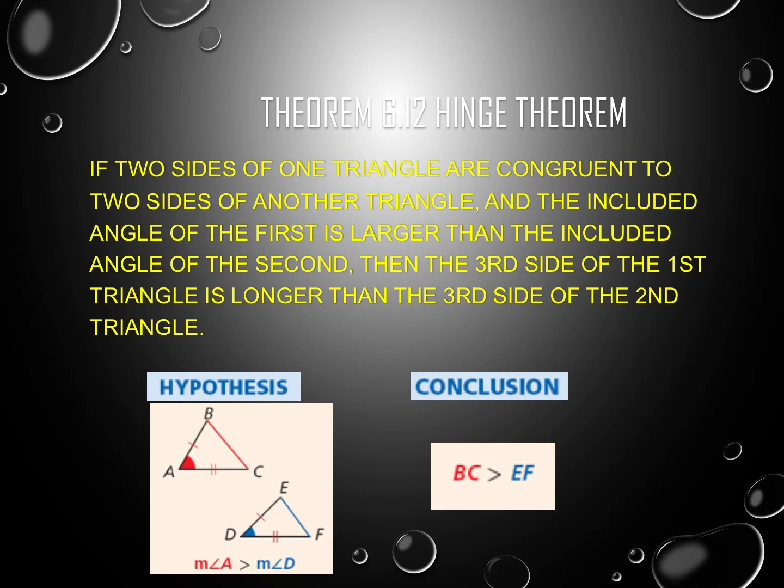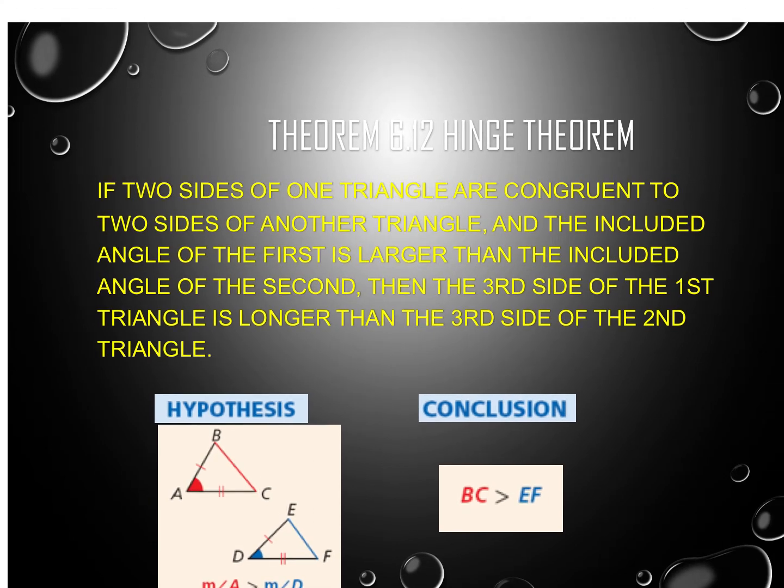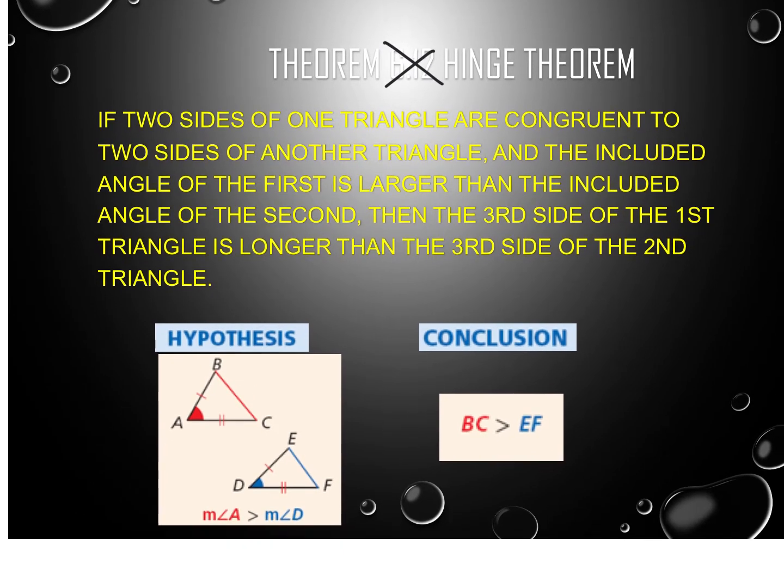So the theorem here is called the Hinge Theorem. Again, do not memorize the number. You can memorize the name or what it says. It says, if two sides of one triangle are congruent to two sides of another triangle, and the included angle of the first is larger than the included angle of the second, then the third side of the first triangle is longer than the third side of the second triangle.